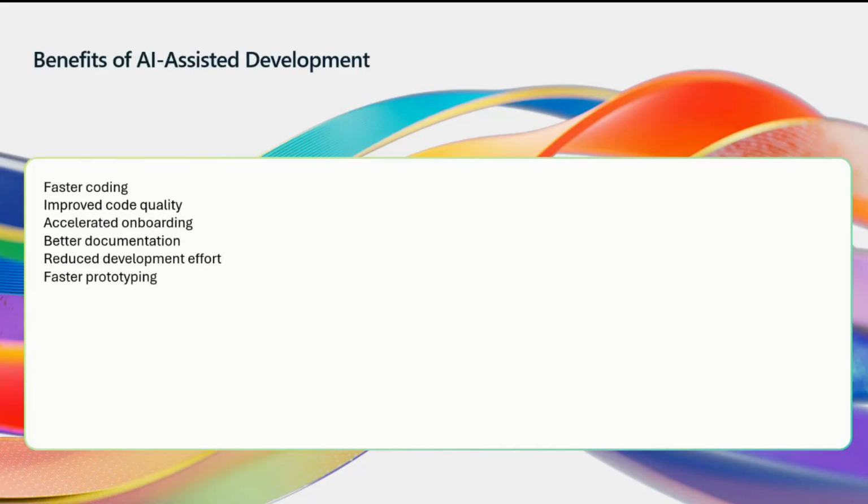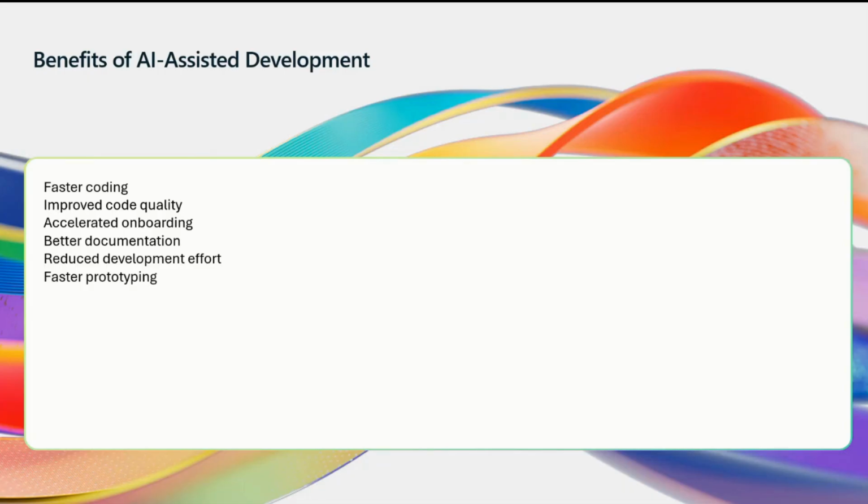So what can we do? We can generate code faster. Earlier, developers used to spend several hours building something. Now, the same thing, which took several hours in the manual approach, we can write such code faster using AI. We can improve code quality with AI.